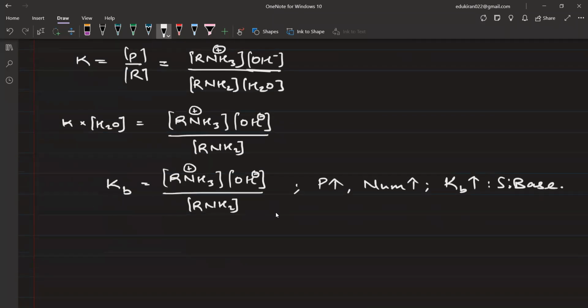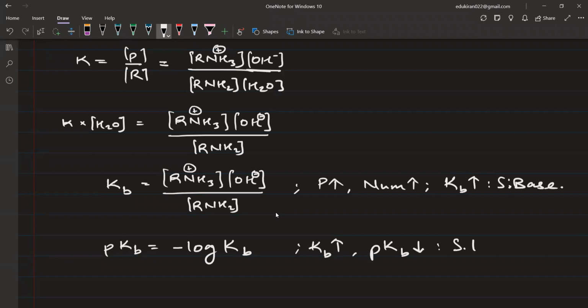Okay. But again, we don't use Kb. What do we use? We use pKb. And pKb is what? Negative log of Kb. Now, in this case, if Kb is high, the pKb will be low. Okay, and this is the condition for strong base.